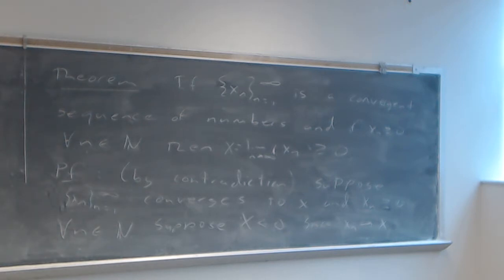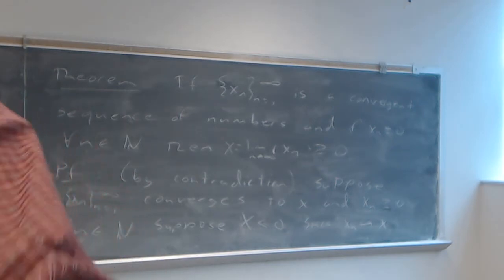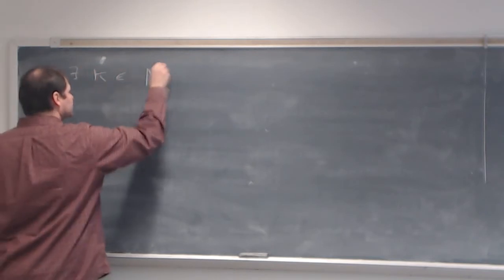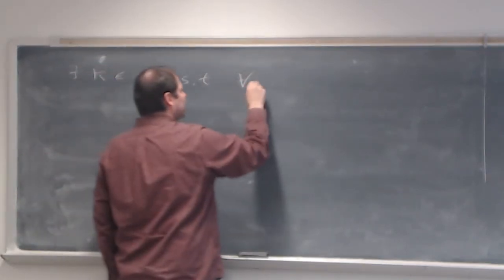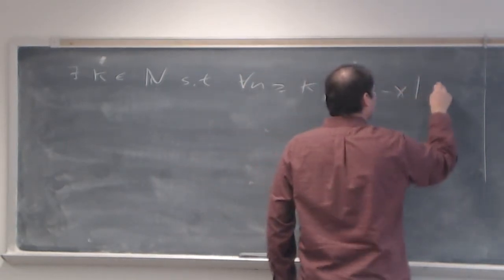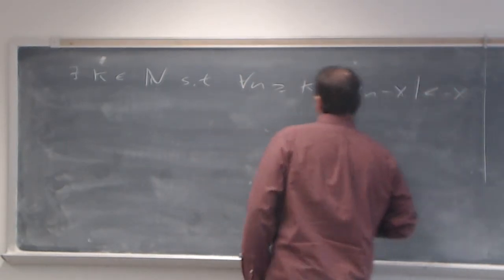So here's what I'm going to do. Minus x is going to represent my epsilon. My epsilon is going to be minus x. What I'm going to say is, there exists a k element of natural numbers such that for all n bigger than or equal to k, the absolute value of x of n minus x will be less than minus x.